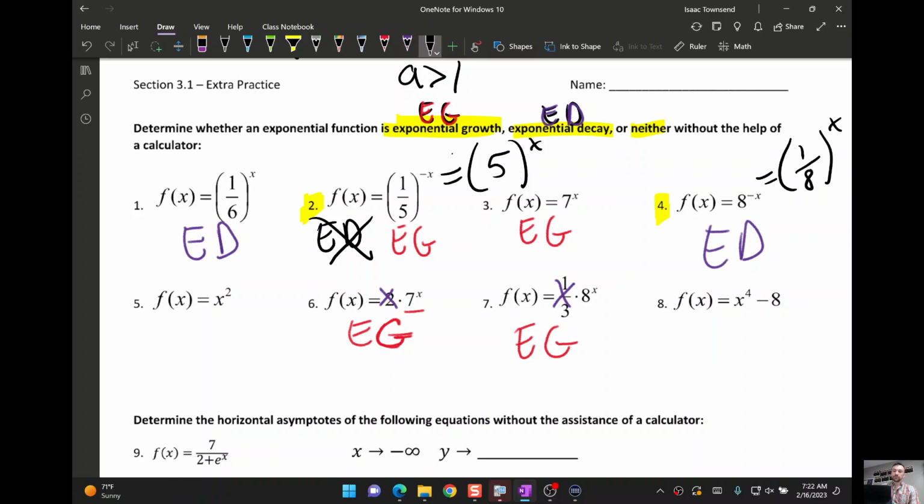And then these two, number 5 and 8, why are these not exponential functions?